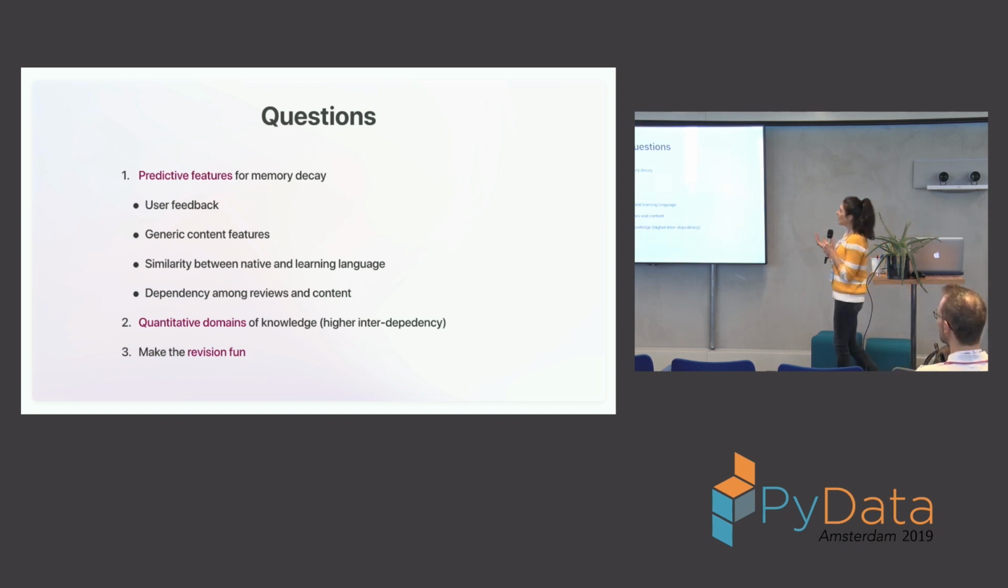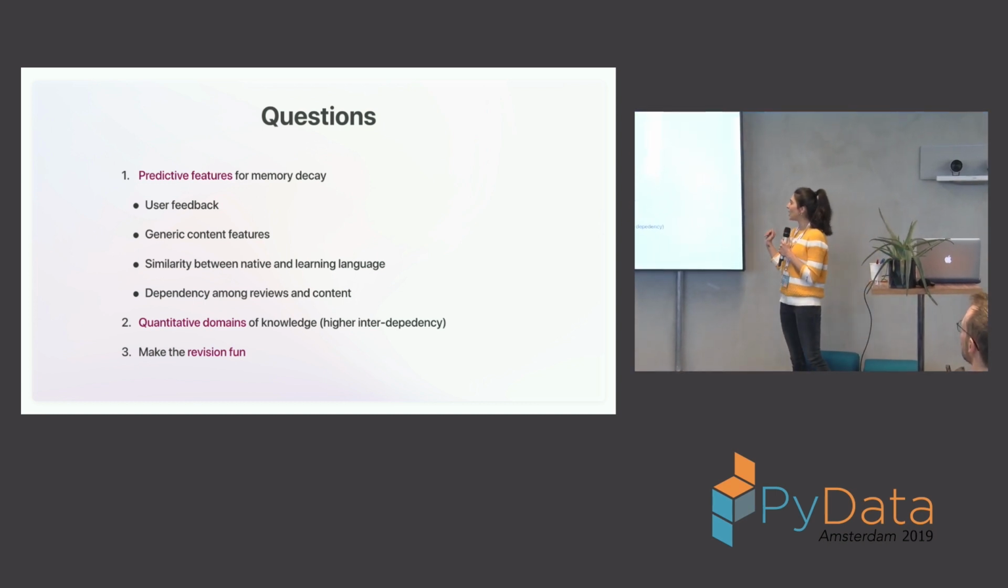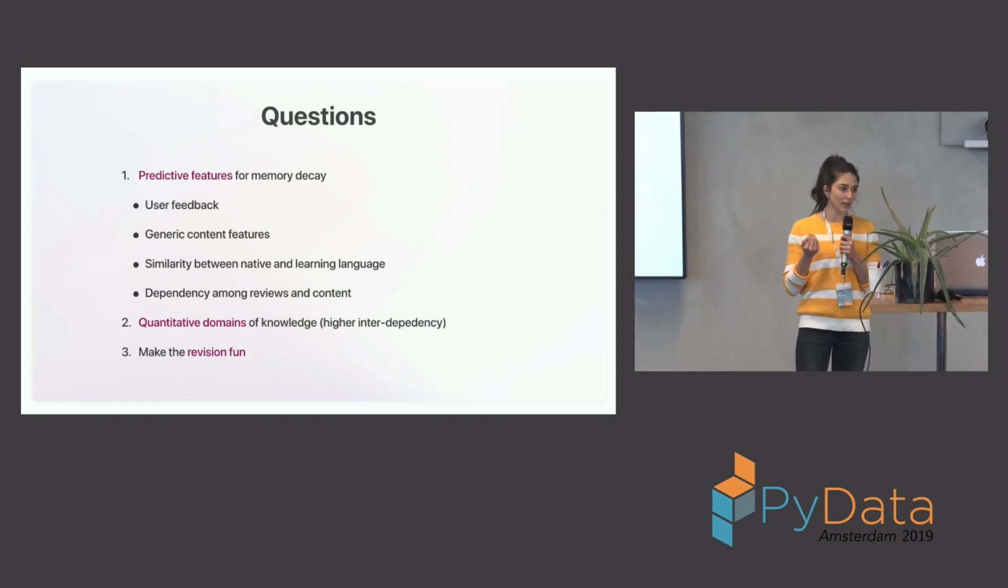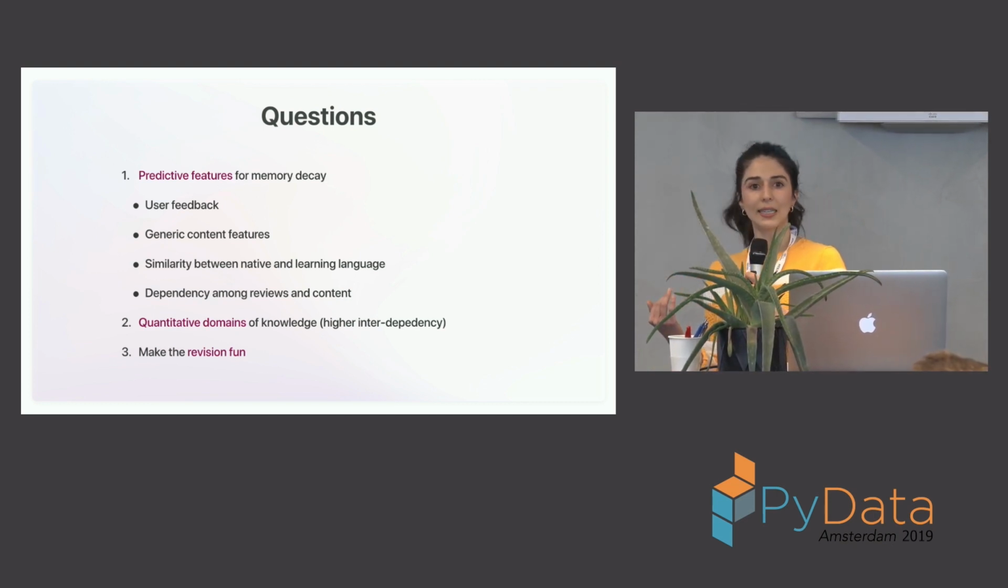Another interesting feature, since we are speaking about languages, is the similarity between the native and the learning language. If I'm trying to learn Dutch and my native language is Greek, it's going to be much more difficult than if my native language were, let's say, German, because these two languages have more similarities. Another interesting thing is that in online learning we always assume independence. But this domain is highly dependent. In this case, the reviews are dependent on the content and on each other.